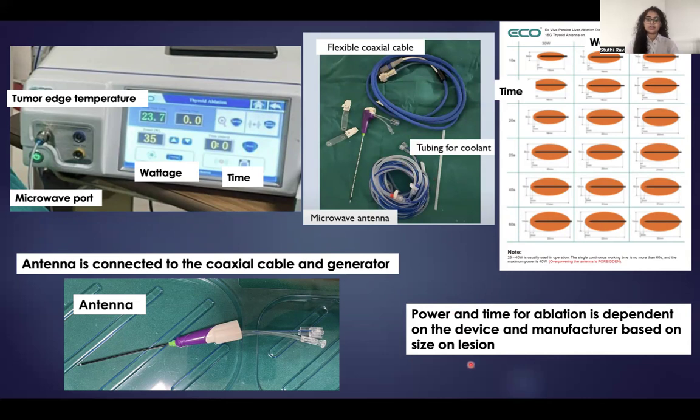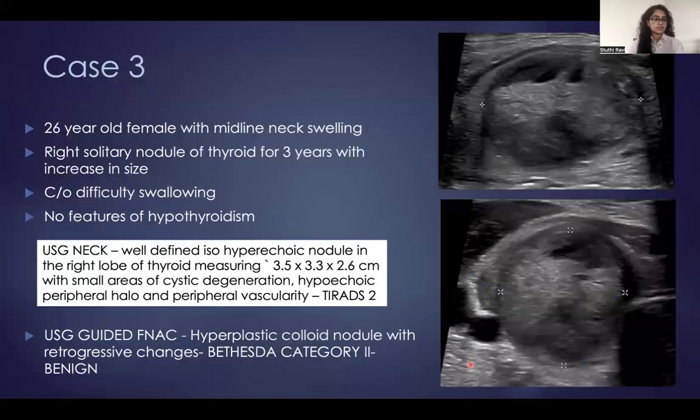The power and time for ablation is dependent on the device and the manufacturer, is based on the size of the lesion, and is usually given in a chart. Case of a 26-year-old female with neck swelling showed increase in size over 3 years, now complaining of difficulty of swallowing. USG showed a well-defined hyperechoic nodule in the right lobe of the thyroid with small area of cystic degeneration, TIRADS 2. USG guided FNAC was done, which showed a hyperplastic colloid nodule, benign.